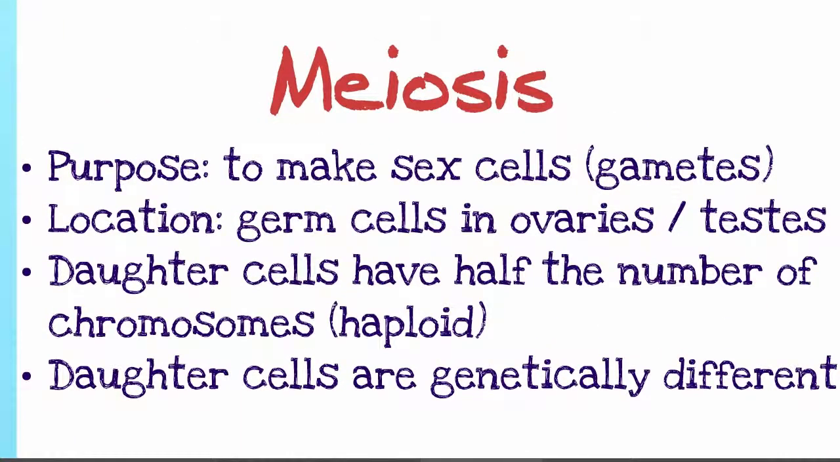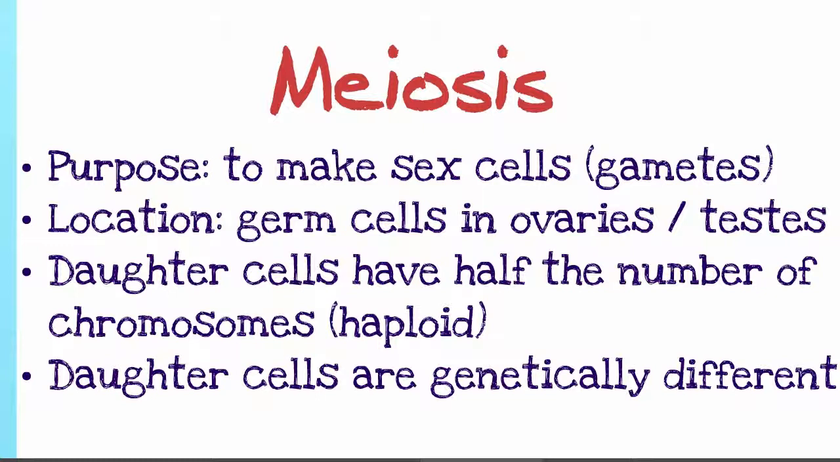Meiosis. So the purpose of meiosis is to make sex cells, to make gametes. So gametes is another term for sex cells. Things like egg and sperm cells, or if you're looking at a plant, you've got things like pollen and the ovules, again the little egg cells inside the flower. So these occur in our germ cells.